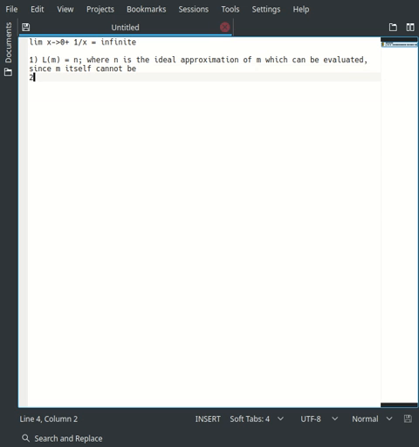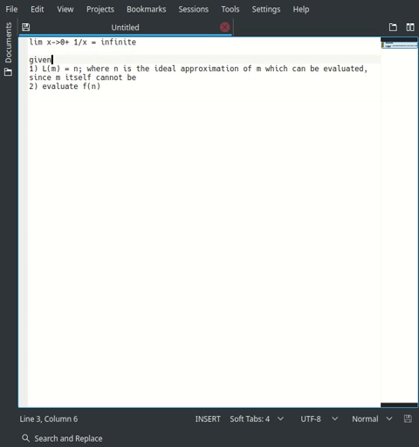And then the second thing that you do when you take a limit is you evaluate your function at n. Right. So you're given f of m, and what we're trying to do is evaluate it at m, but we can't evaluate it directly, so we're trying to find an approximation with n, and it would probably be better if I use different letters for this.